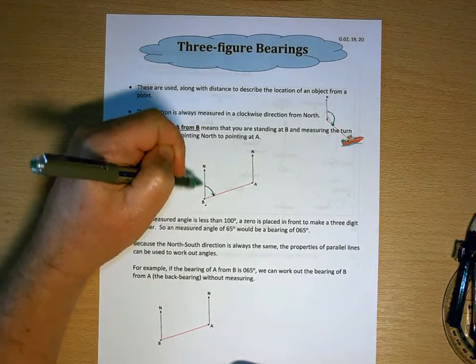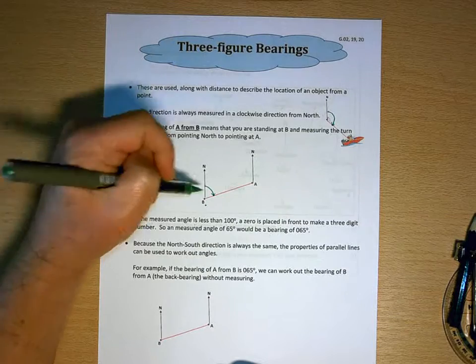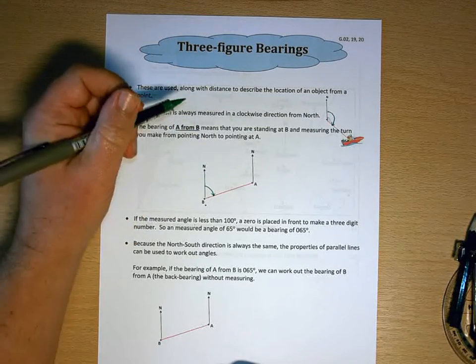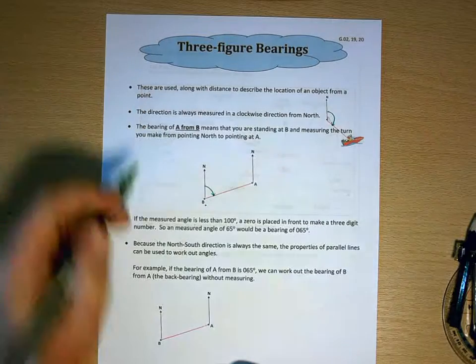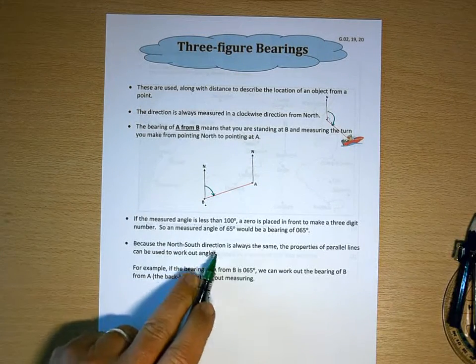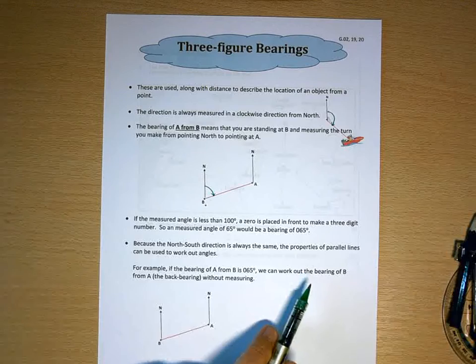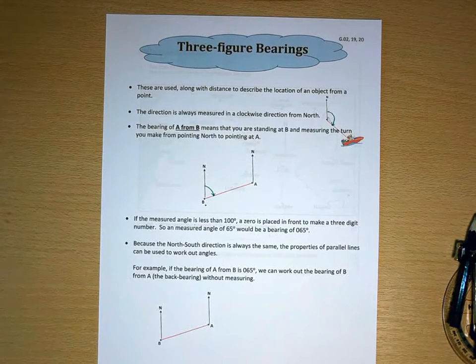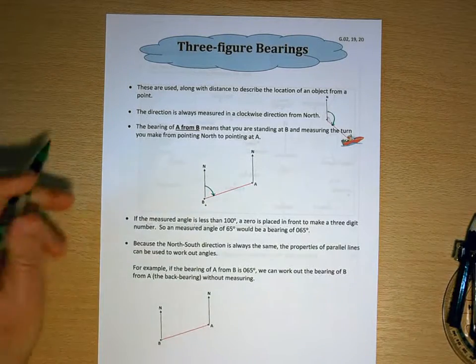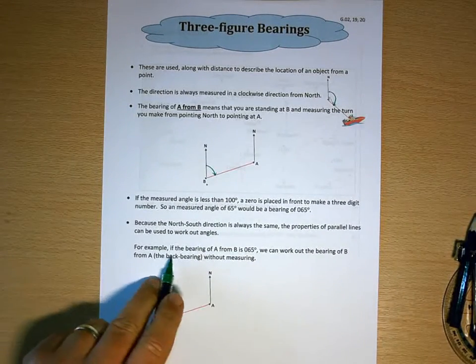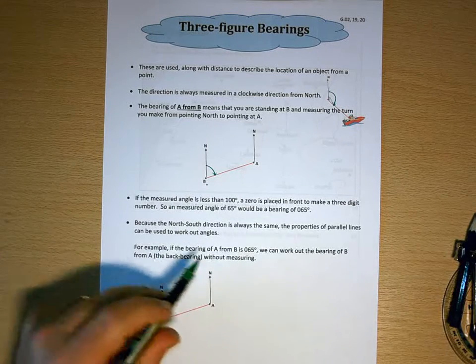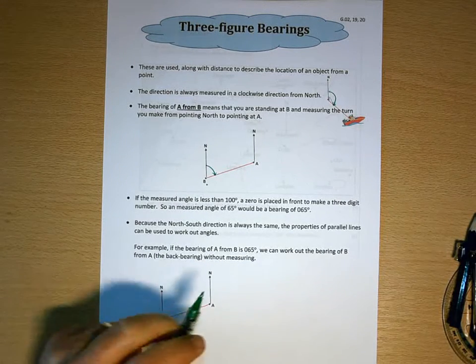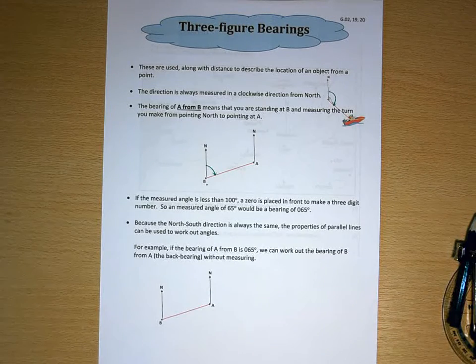And because when we're measuring north-south, anywhere on the globe, the north-south is always the same direction, it creates parallel lines. So because the north-south direction is always the same, the properties of parallel lines can be used to work out angles. So in some questions you'll be measuring, other questions they'll tell you it's not drawn to scale and they're relying on parallel lines. So for example, if the bearing of A from B is 65 degrees, we can work out the bearing of B from A without measuring.